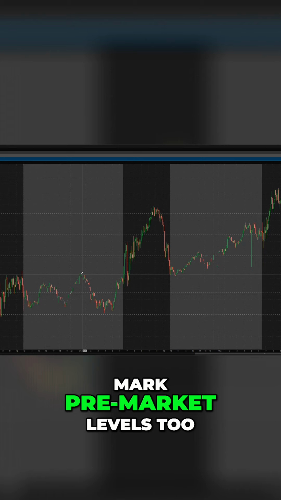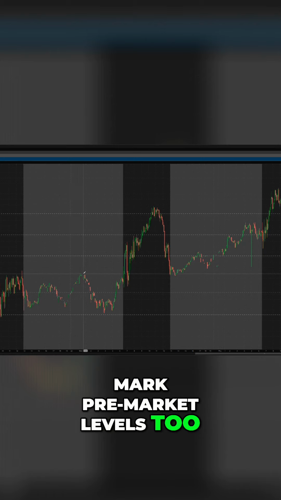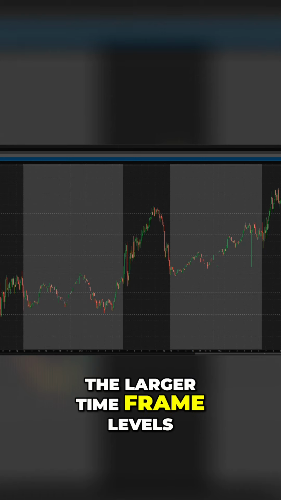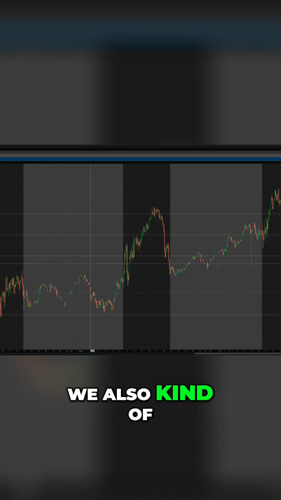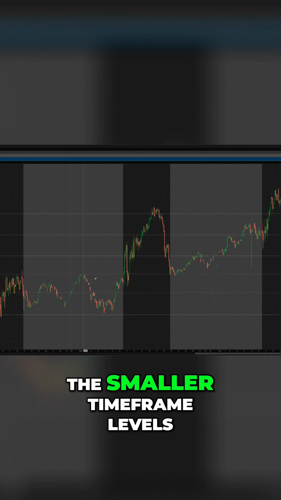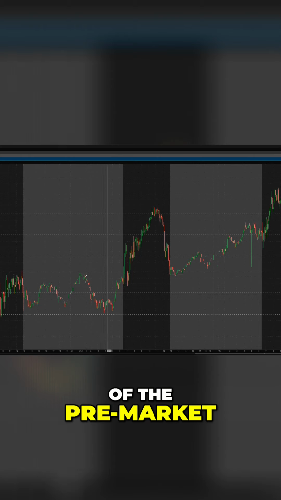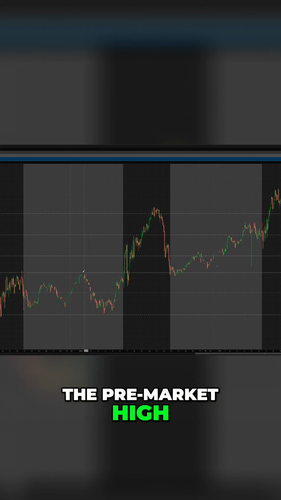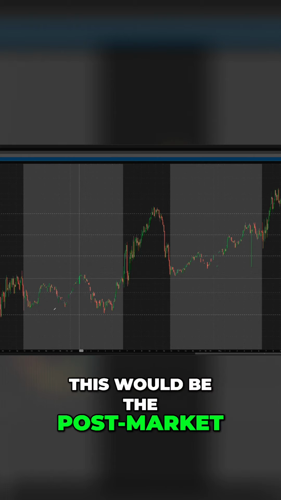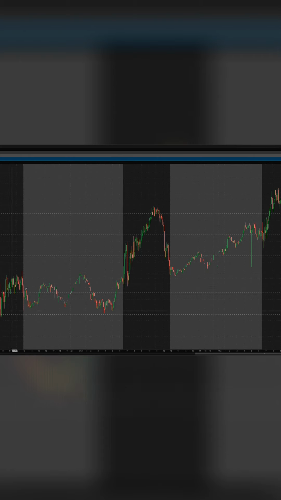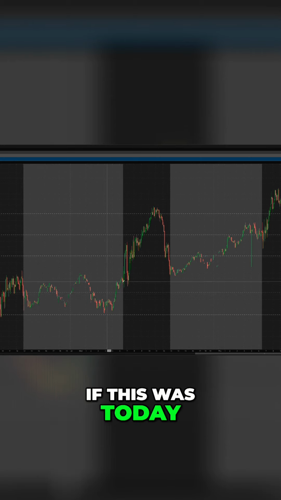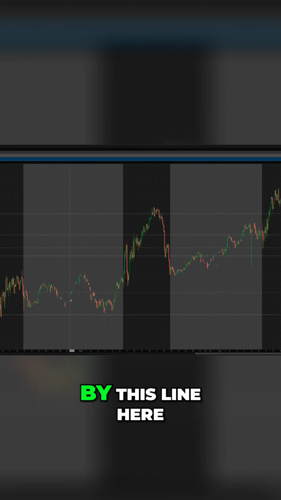Now you want to mark pre-market levels too. So we looked at the larger time frame levels, the daily or weekly, daily, 4 hour. We also kind of want to mark the smaller time frame levels of the pre-market. So right here is the pre-market high, and you can see this would be the post-market, right? This is the time after yesterday's movement, for example. And then this would be, like if this was today, this would be the pre-market, and it's divided by this line here.